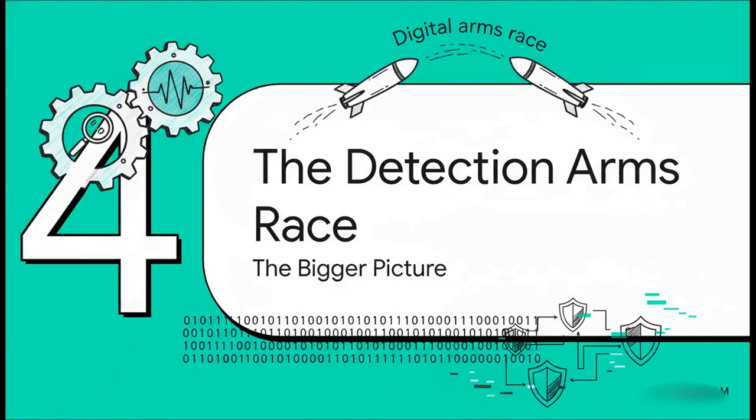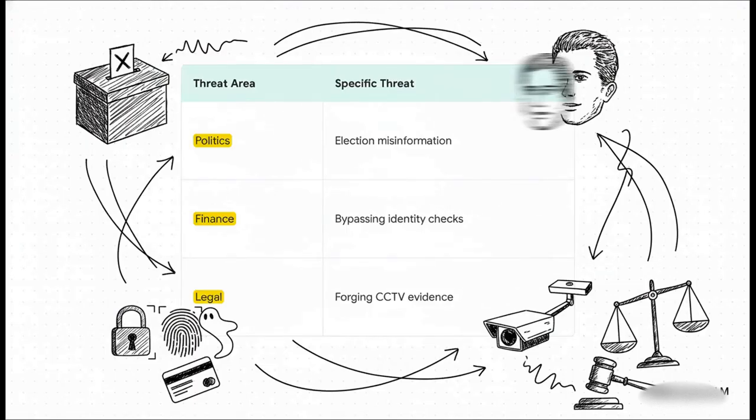And all of this, the creation, the detection, it leads us to this much bigger and frankly much more crucial point. This constant back and forth has kicked off a massive, high-stakes digital arms race. And when we say high stakes, we really mean it. This isn't just about funny internet memes. We're talking about politics, where deepfakes could spread devastating misinformation right before an election. We're talking about financial security, where someone could fake your face to get past a bank's biometric security check. And we're even talking about the courtroom, with the terrifying possibility of forged video evidence, like faked CCTV footage, that could completely derail a case.